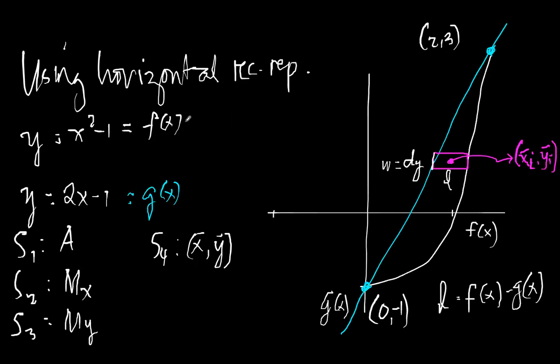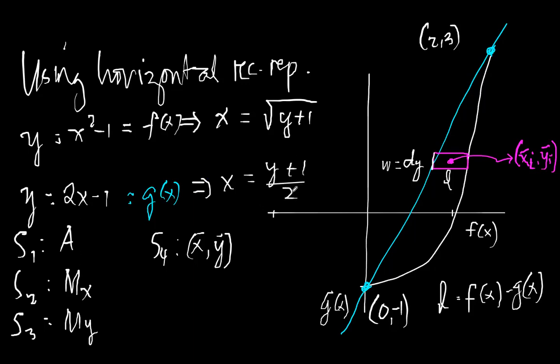Okay, let's do that here. So this is equal to... Okay, x is equal to the square root of y plus 1, right? So we're taking the positive values of x here, since we are dealing with positive values of x, including the 0, of course. And here, this becomes x is equal to y plus 1 over 2.